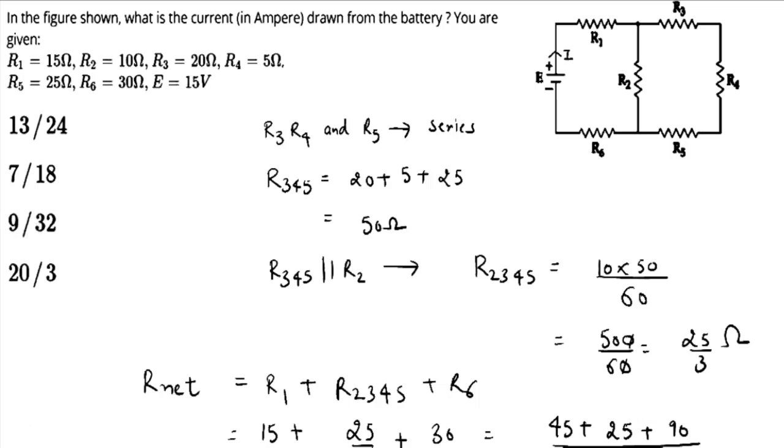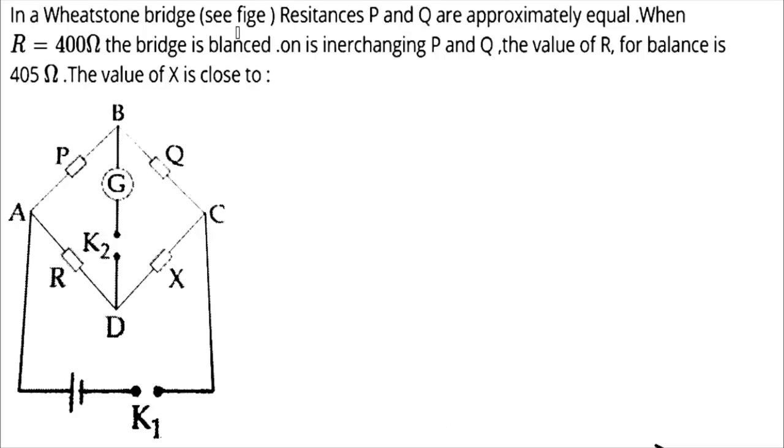Thank you. Hello everyone, the question says that in a Wheatstone bridge, see figure, resistances P and Q are approximately equal. When a resistance R of 400 ohm is used, the bridge is balanced, and on interchanging P and Q, the value of R for the balance is 405. The value of X is close to. Initially, the ratio of P and Q is R1 divided by X. So this is our first equation.